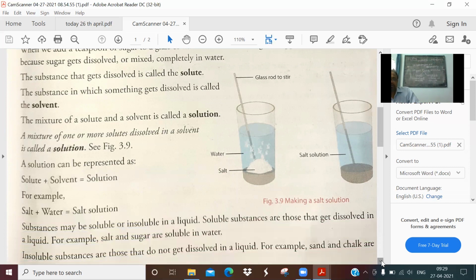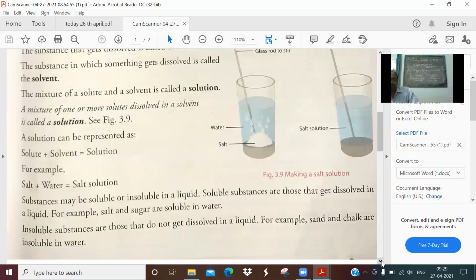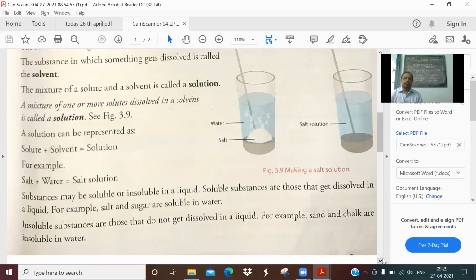So just reading this. Substances may be soluble or insoluble in a liquid. Soluble substances are those that get dissolved in a liquid, like salt in water. Insoluble substances do not get dissolved. Sand and chalk are insoluble in water. This is also a topic related to the separation of mixtures, that is why I discussed it over here. Have a look into this. Solution is made, figure 3.9, by dissolving sugar or salt in water.